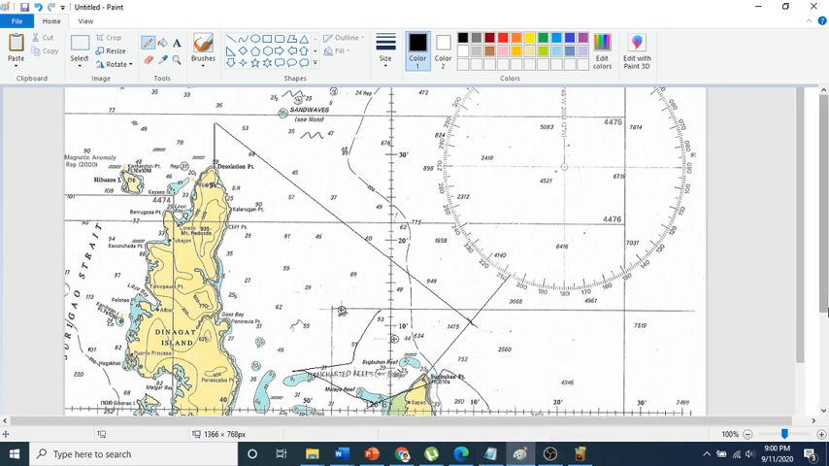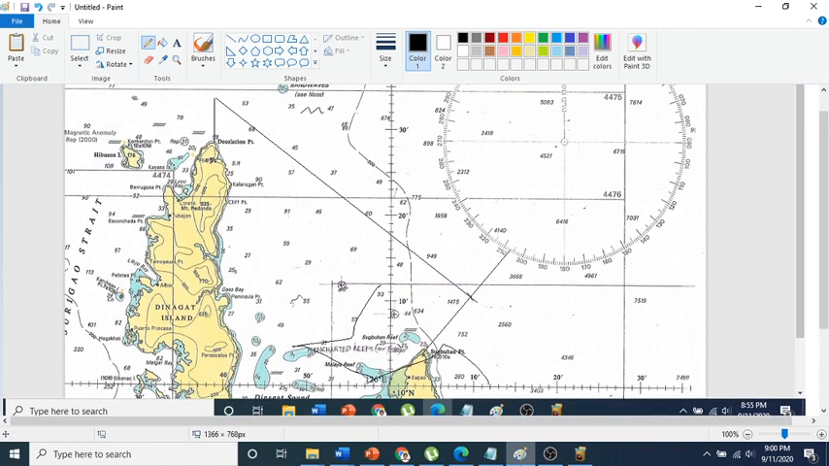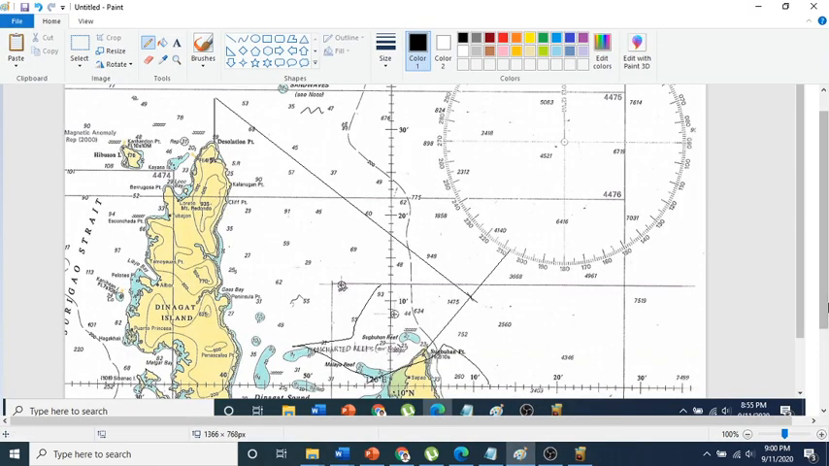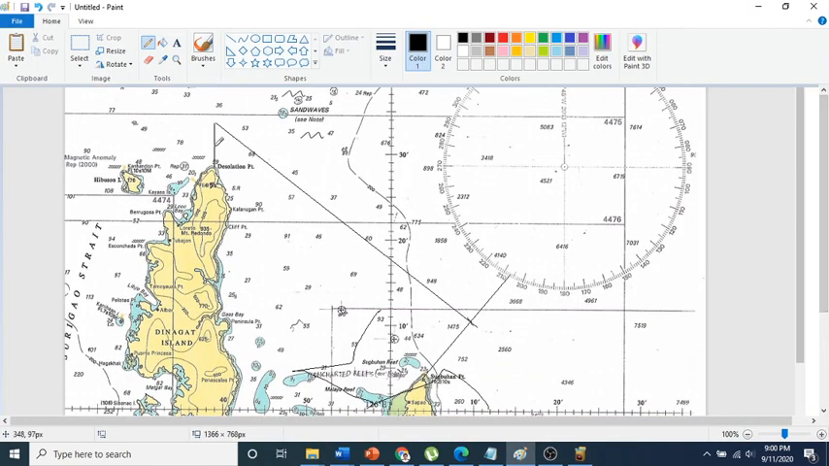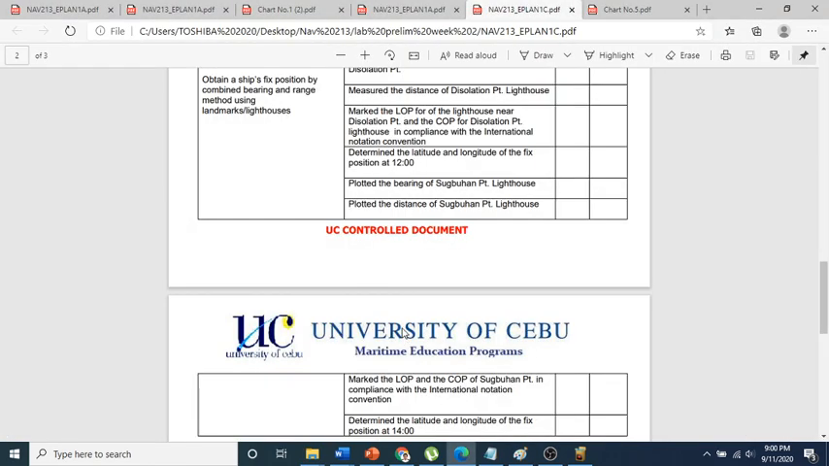So that's it for E-plan 1C. If you have any questions, again, you can always feel free to contact me. In short, as a recap, just plot 180 degrees and 5 nautical miles, 220 degrees and 8 nautical miles, connect it with your course 130, and the rest is just a piece of cake.